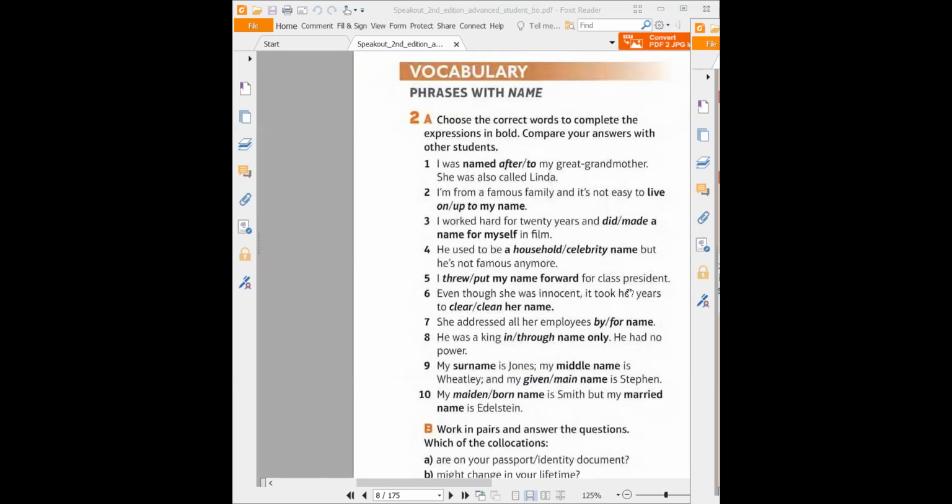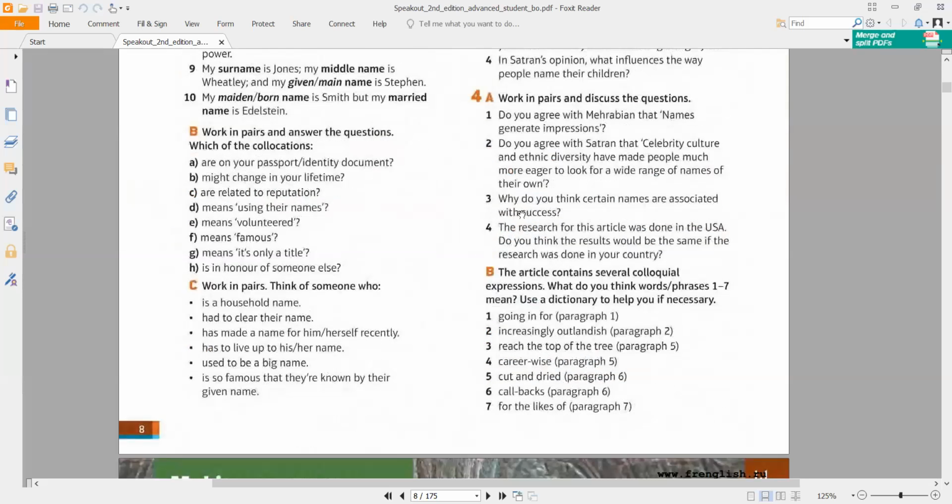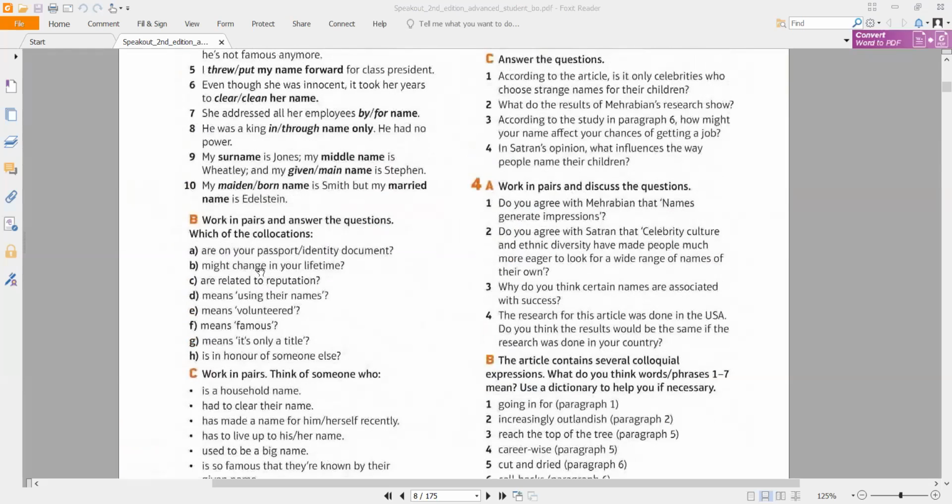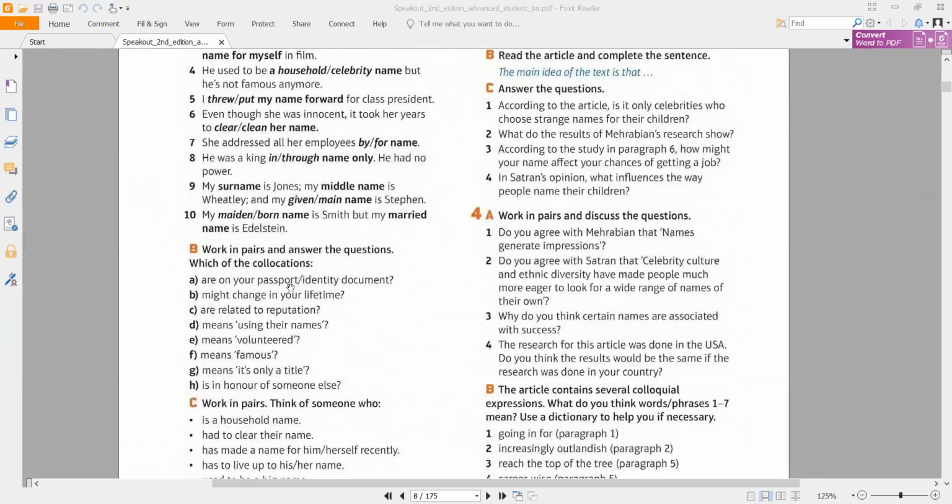Now let's move on. Let's work on some questions together. Work in pairs and answer the questions. Which of the collocations? So here we have A, B, C, D, E to H, and let's work together to find out what the names are that we use for each one. For example, which names would be on your passport or identity document?